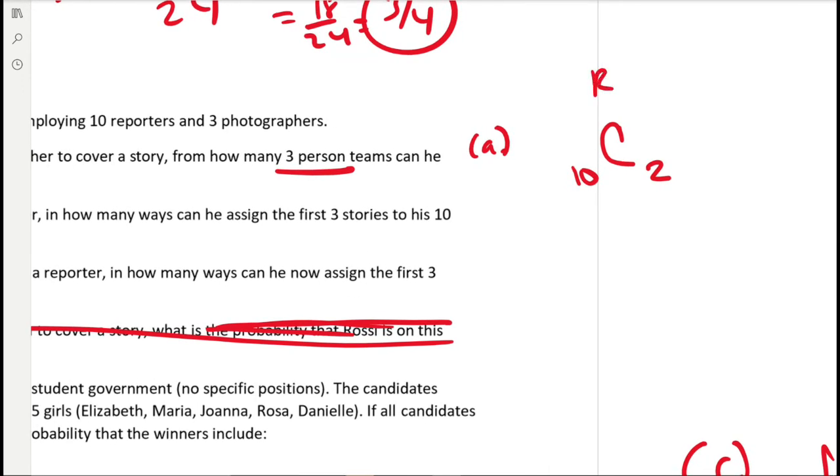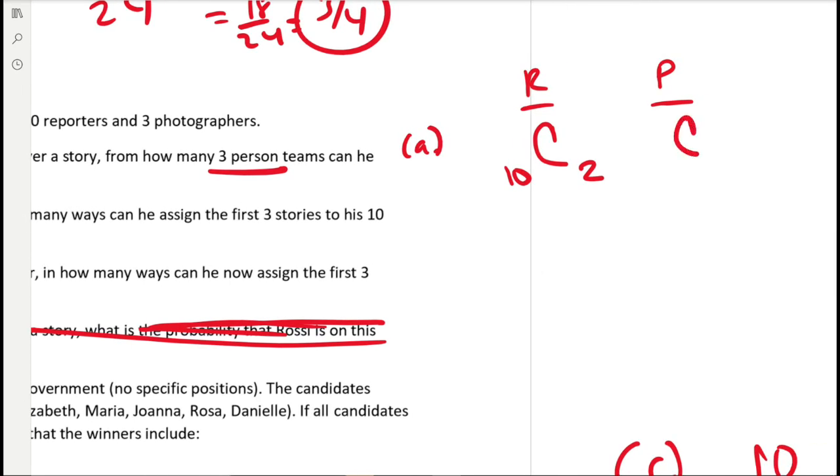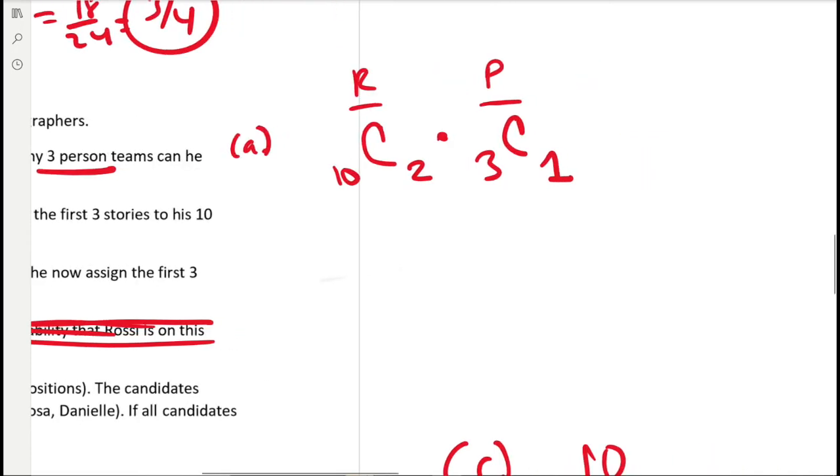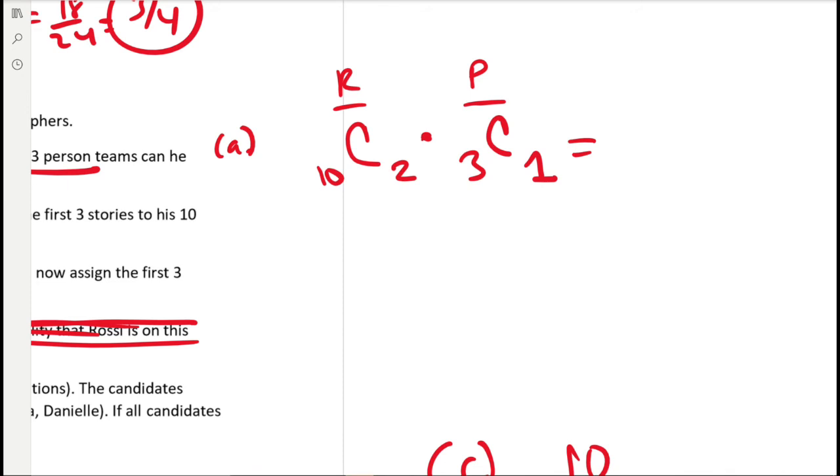So, this is for our reporters. Now, let's do our photographers. We are choosing one photographer from a group of 3. And by the fundamental counting principle, if we multiply those, we get our total number of combinations. So we have 135 teams.